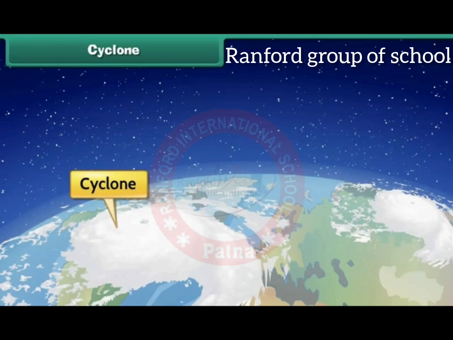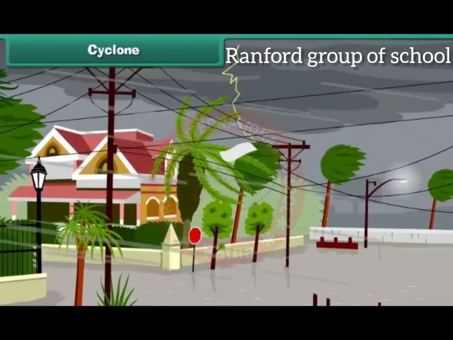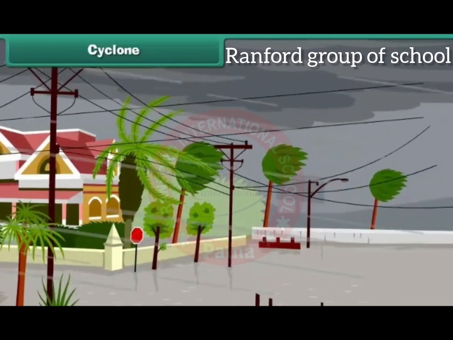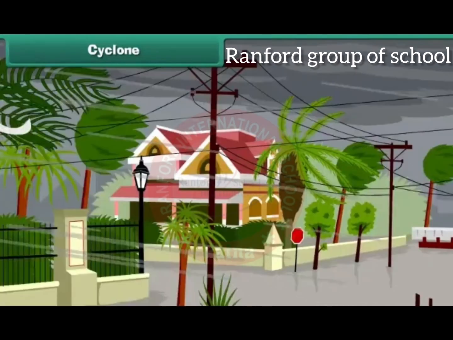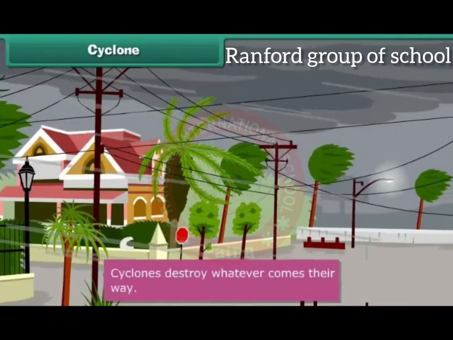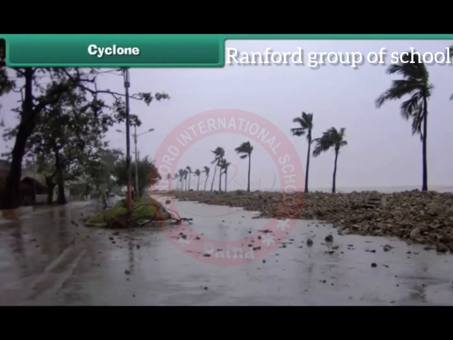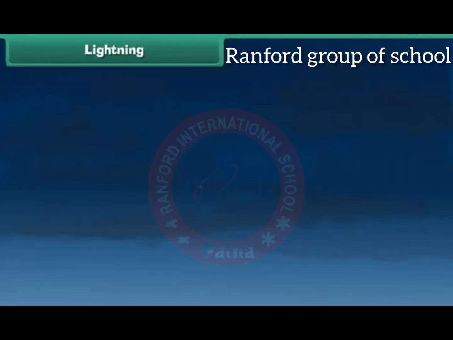Cyclone. Children, do you know what is a cyclone? In case of cyclones, the spiral wind travels at great speed. Strong winds traveling with very high speed uproot trees, houses, electric poles and destroy all the things that come their way. Cyclones occur especially in coastal areas. Lightning.